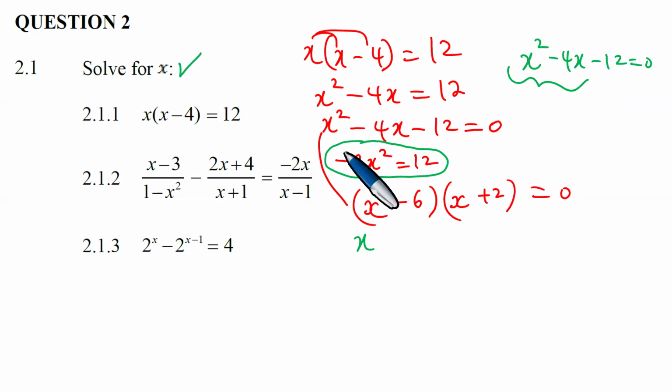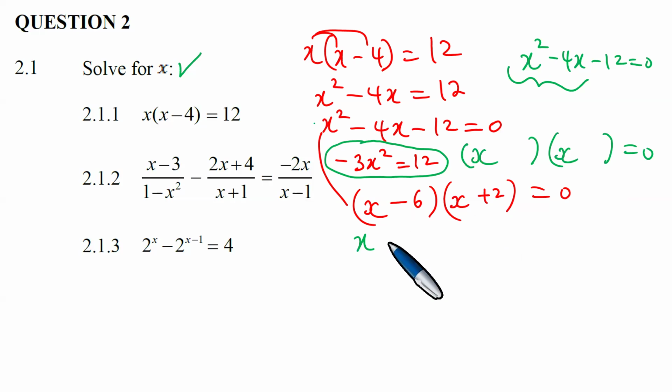Because they're unlike terms, what we can do is find the factors of x squared. What are the factors of x squared? You write an open bracket x and then another bracket with x. Let's write the factors. Factors of x squared are x and x. And then the factors of minus 12 that give minus 4.